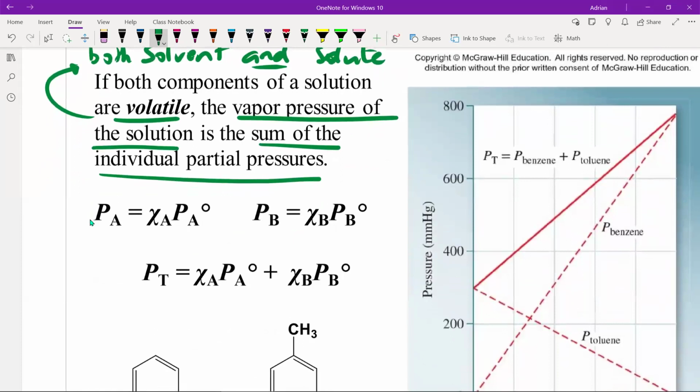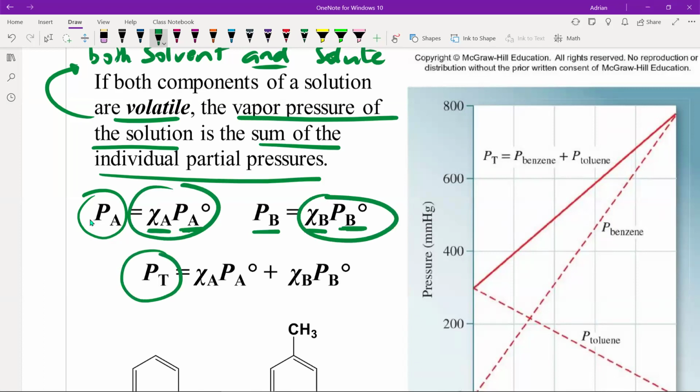So the partial pressure of component A in a solution is simply the mole fraction of A times the vapor pressure for that pure substance, PA0. And the vapor pressure for B is going to be the mole fraction of B times the vapor pressure for the pure substance B. Then the total vapor pressure would just be the sum of these two things.